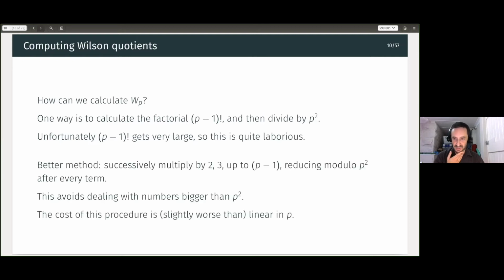So you can do a little bit better than this using this very simple idea, which is one of the key ideas in computational number theory, that you should reduce modulo your modulus as often as you can. So what you do is you just start with 1 and you multiply by 2 and you multiply by 3 and you keep multiplying, and then very frequently, maybe even every multiplication, you reduce modulo p squared. You divide by p squared and take the remainder. So you never have to deal with numbers bigger than p squared. And if you do this, the time it takes you is roughly proportional to p. It's roughly linear in p because you have to multiply by p things.